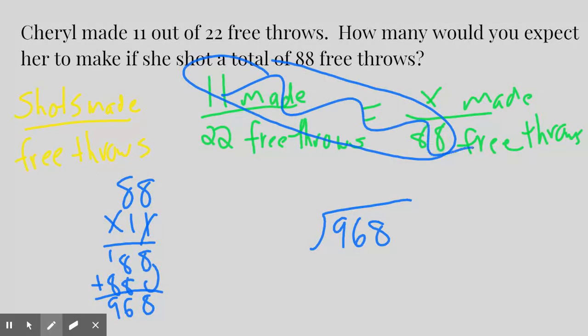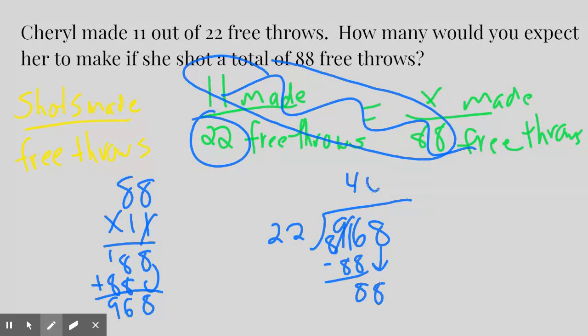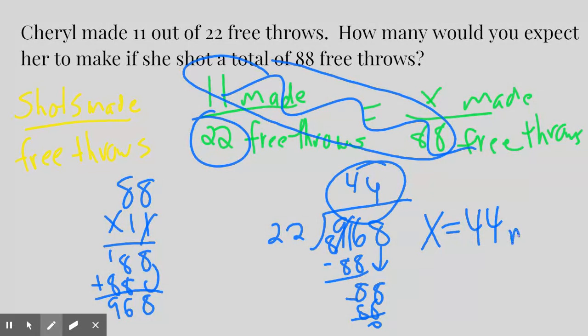And I'm done with these two numbers. Now I have 22 left over. So 22 can go into 96 4 times. Bring down my 8. 22 can go into 88 4 times. And I have 44 as my answer. So we would say Cheryl made 44 shots.